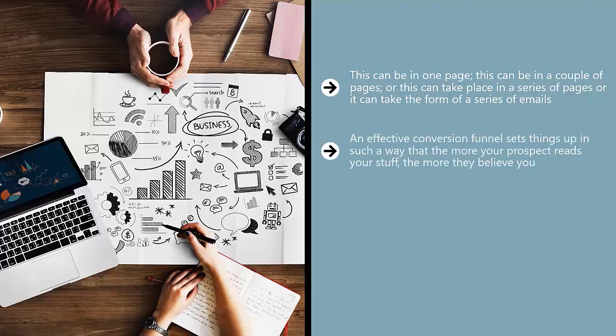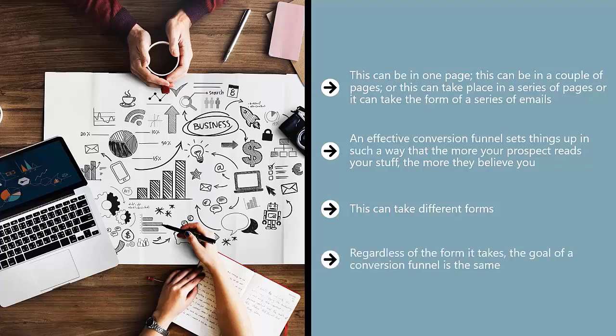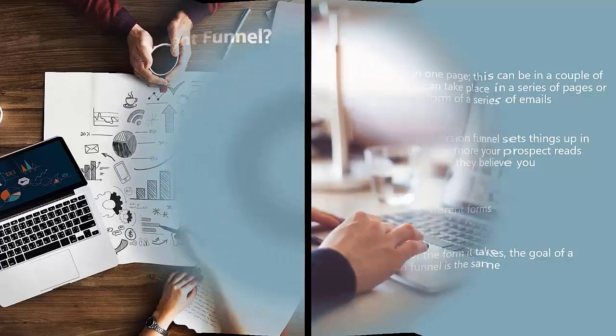An effective conversion funnel sets things up in such a way that the more your prospect reads your stuff, the more they believe you. This ultimately creates enough trust for your prospect to do what you want them to do. This can take different forms. You can ask them to fill out a form, and when they fill out the form, you get paid by a sponsor. You can ask them to click on a sales link that says order now. When they buy something, you get a commission. You can ask them to enter their email address and join your mailing list. Regardless of the form it takes, the goal of a conversion funnel is the same. It's all about getting traffic from the internet, filtering it down to a core group of people who believe you and trust your authority enough to do what you want them to do.